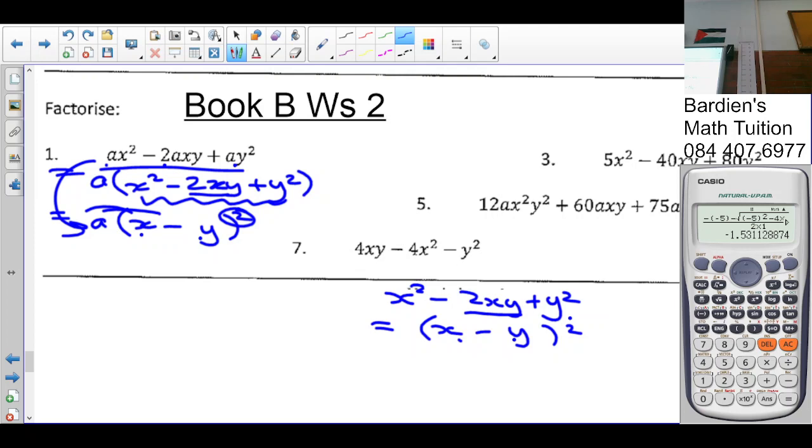Let's do number 3 quickly. Alright, let's look at number 3. What can be done first? 5 is a common factor, not so? What are we left with? x squared minus 8xy plus 16y squared. Not so? Now what do we do?